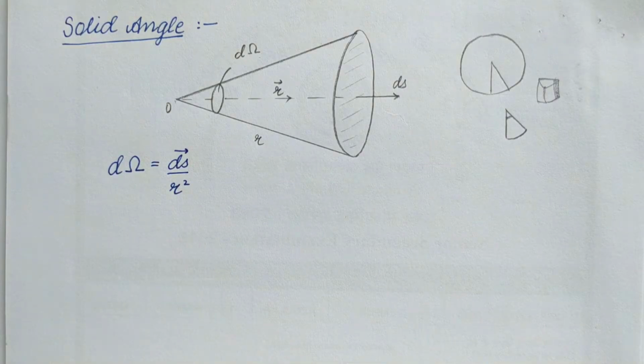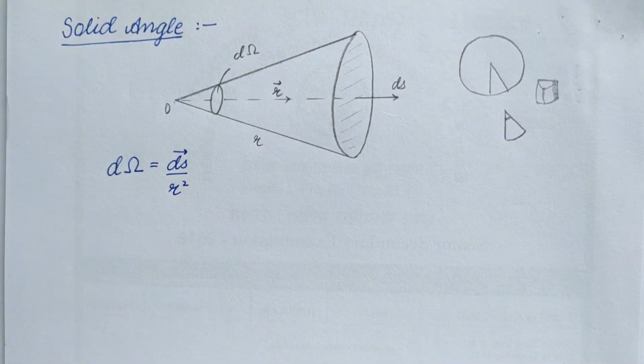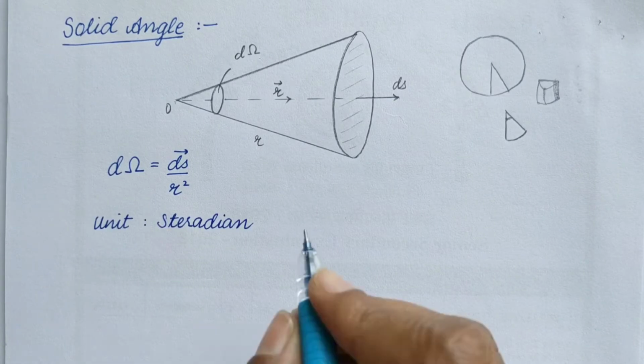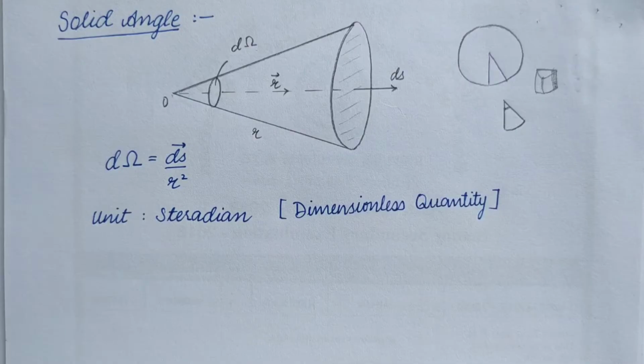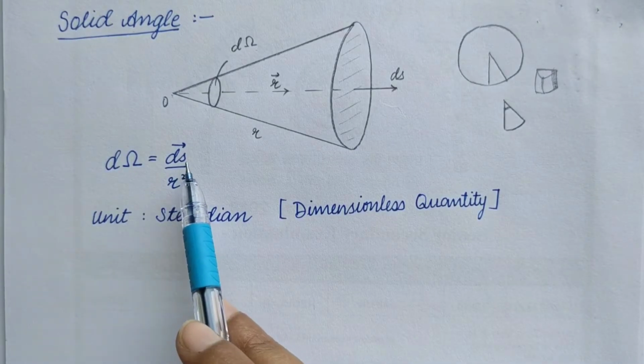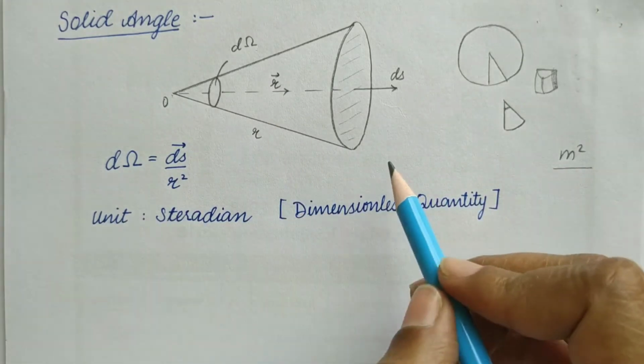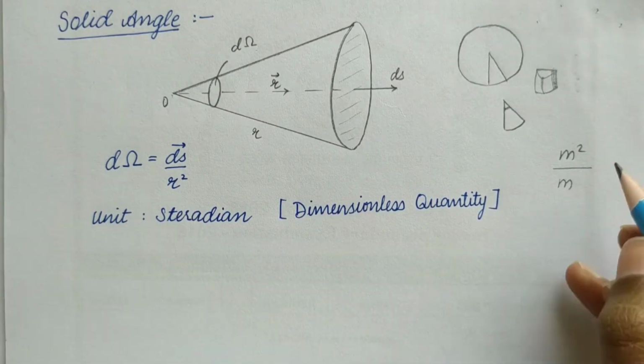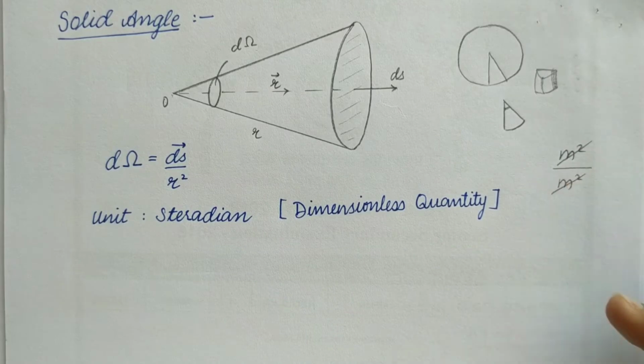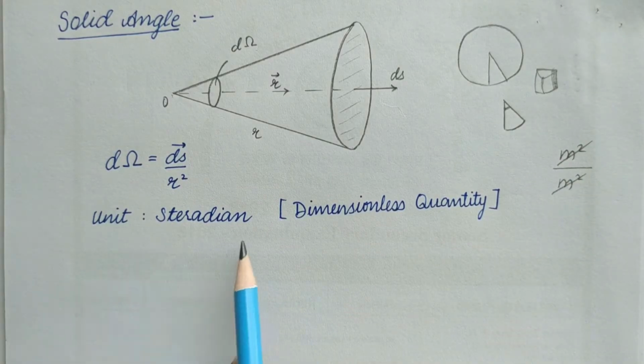You must know the 7 fundamental units, in which the last one was of solid angle, having unit steradian. So the unit of solid angle is steradian, and it is a dimensionless quantity. How? Because ds is the area, so its unit is meter square, and r is the distance, which is also meter, and square, so here m square, so it will give us a dimensionless quantity.